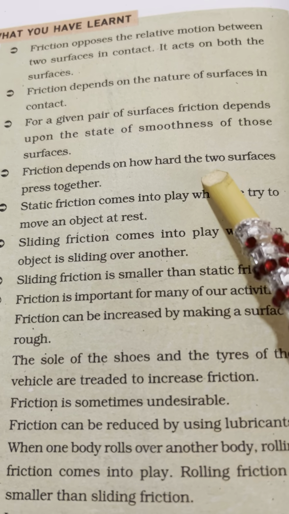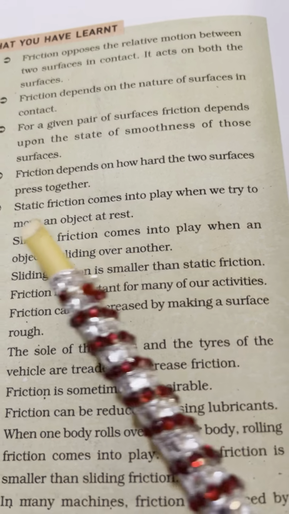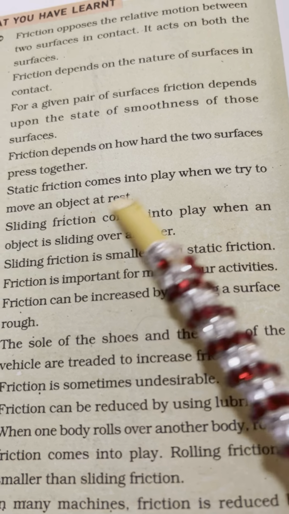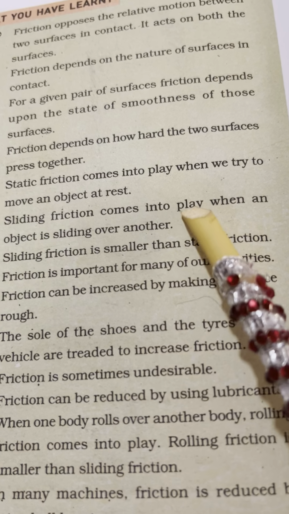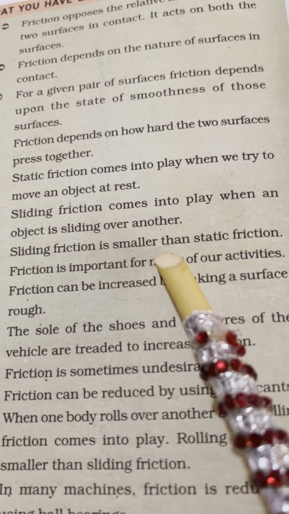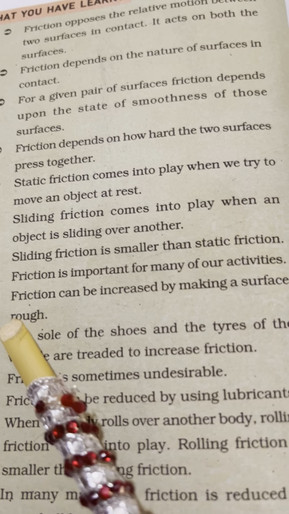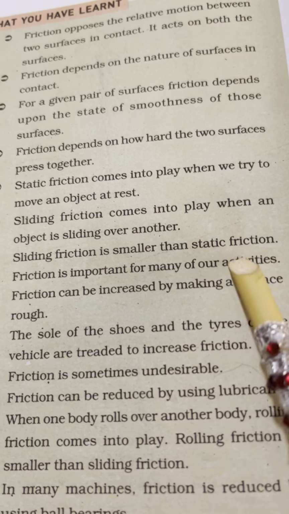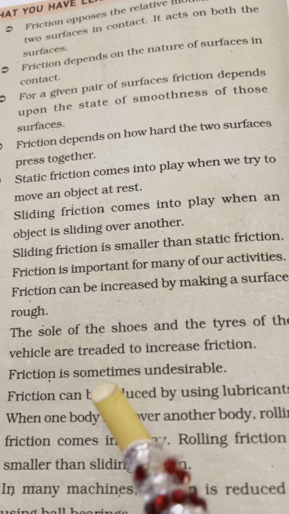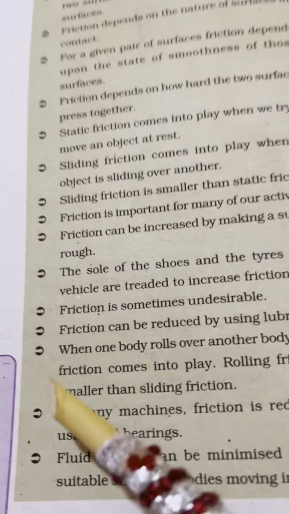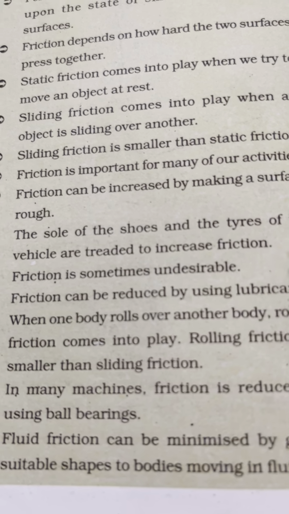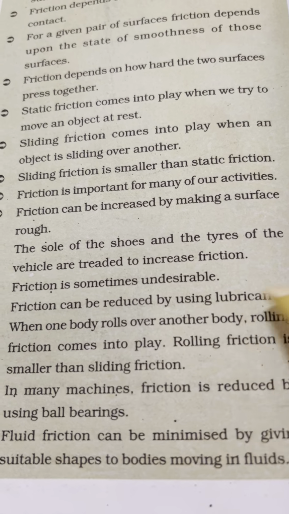Friction depends on how hard two surfaces press together. Static friction comes into play when we try to move an object at rest. Sliding friction comes into play when an object is sliding over another. Sliding friction is smaller than static friction. Friction is important for many of our activities. It can be increased by making a surface rough. The soles of shoes and the tires of vehicles are treated to increase friction. Friction is sometimes undesirable. Friction can be reduced by using lubricants.